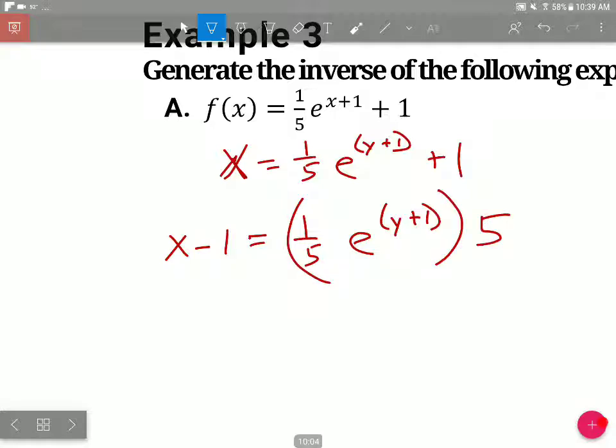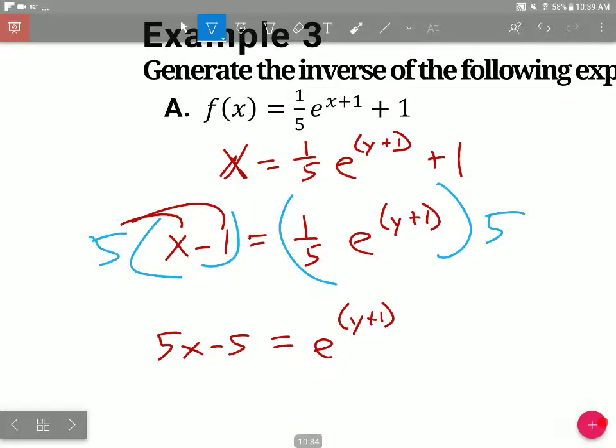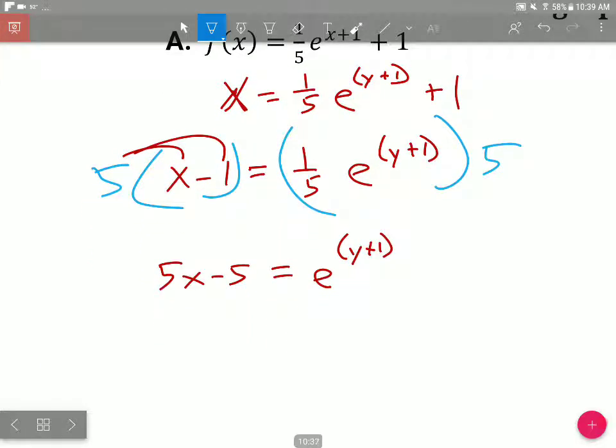Here, let's use a different color so it's easier to see. And you don't have to, but I'm going to go ahead and distribute it on the left. And when I do that, what do you get? 5x minus 5 equals, and bring everything down. The 1/5 is gone. Sorry. Back up, back up. There we go. e to the y plus 1. All right, everybody cool with that so far?